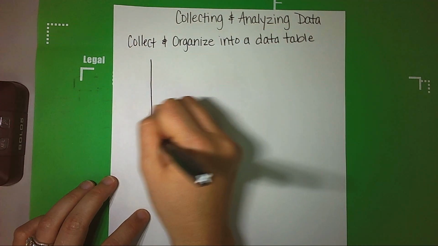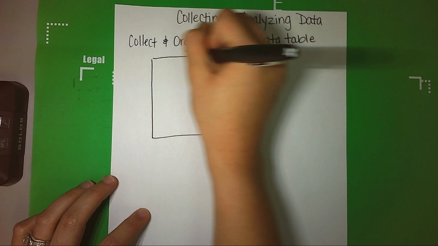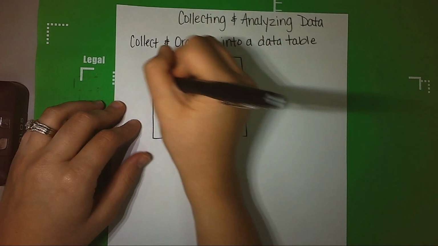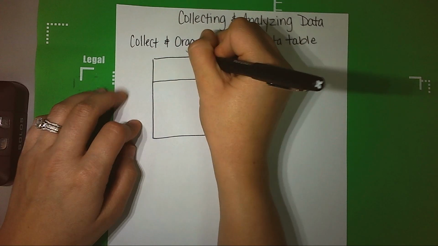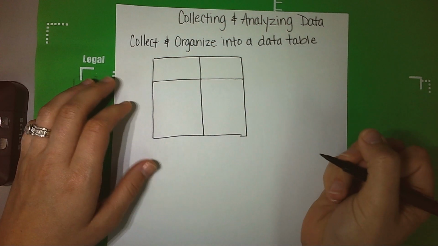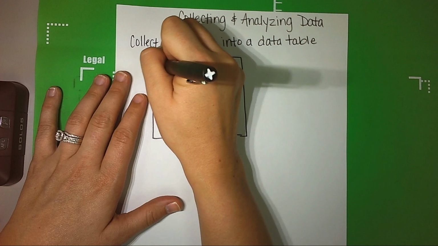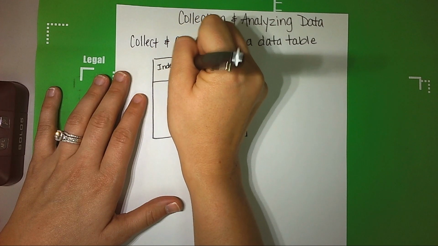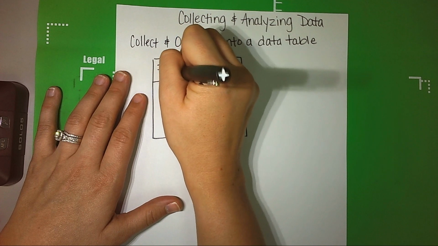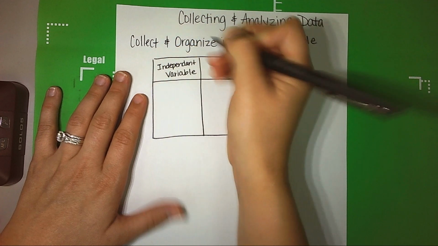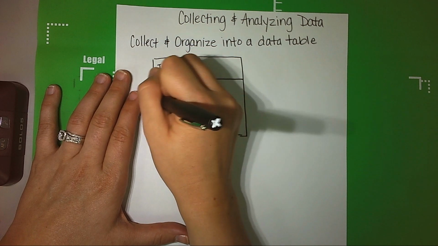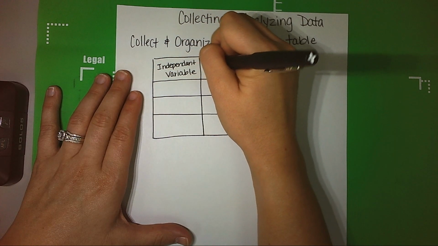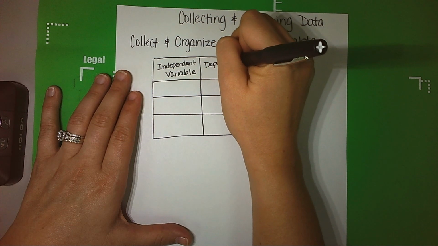Well, we already know what our variables are. So, the easiest way to set up a data table would be to write your independent variables on this side, on the left side, okay? And then on the right side is where you're going to put your measurements.